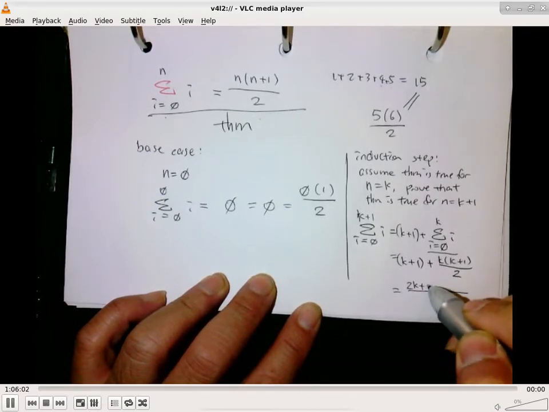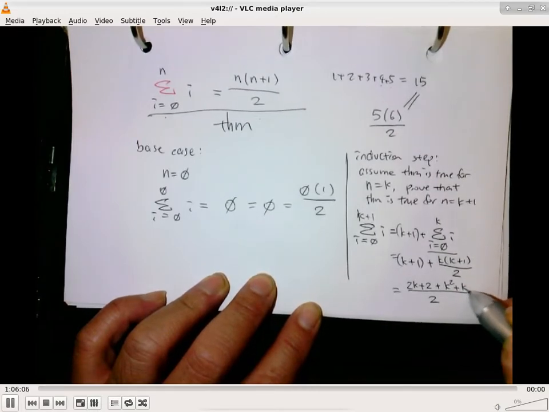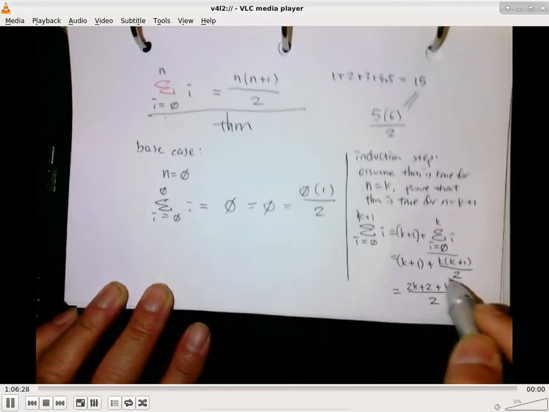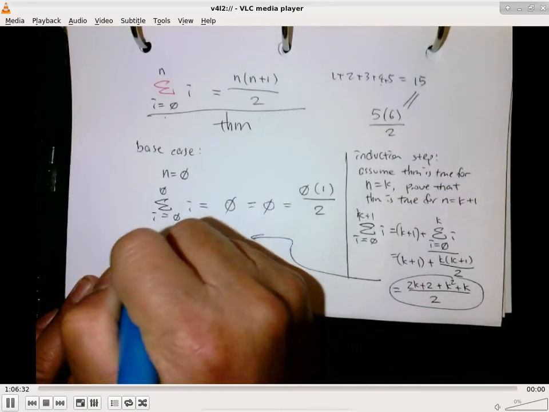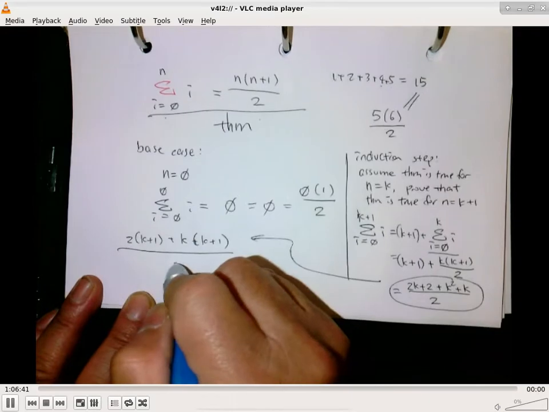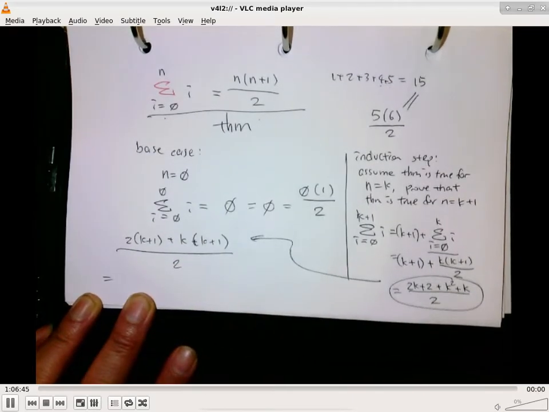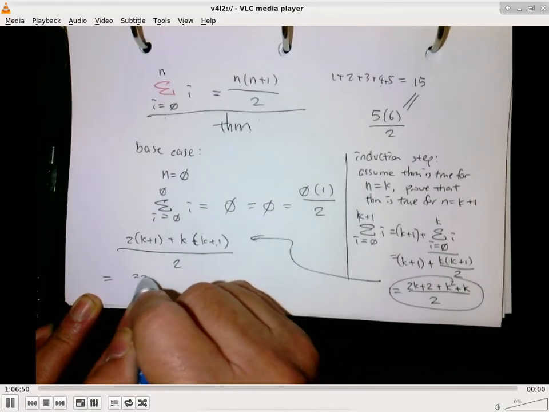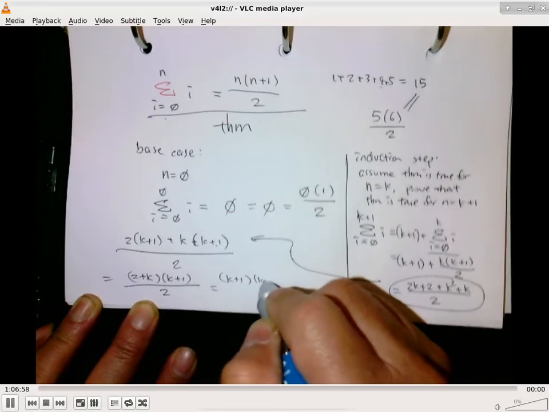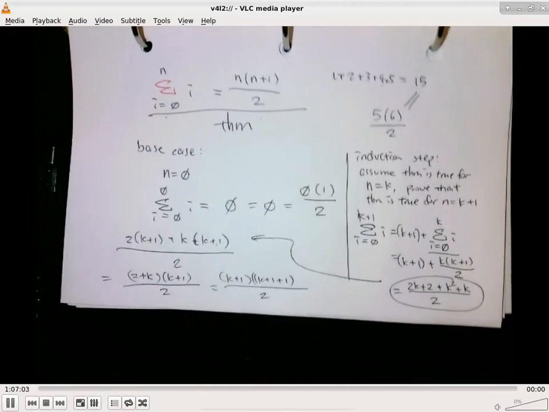So we have 2 times k plus 1, and then plus we have k squared plus k, right? So it's just a matter of reorganizing the whole thing so that we end up with k plus 1 times k plus 1 plus 1, or k plus 1 plus 2. Okay? The quickest way to do it, let me bring this to this side here. So we have 2 times k plus 1 plus k times k plus 1, the whole thing divided by 2, right? The easiest way to do it is to factor out the k plus 1, so we end up with 2 plus k times k plus 1 divided by 2, which now can be rewritten as k plus 1 times k plus 1, the whole thing plus 1, divided by 2, and that's the end of the theorem.